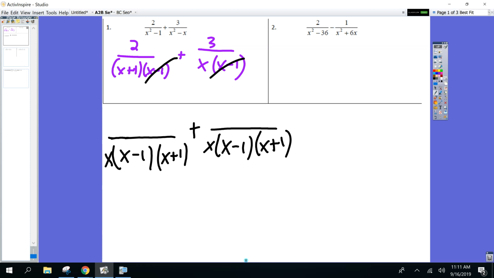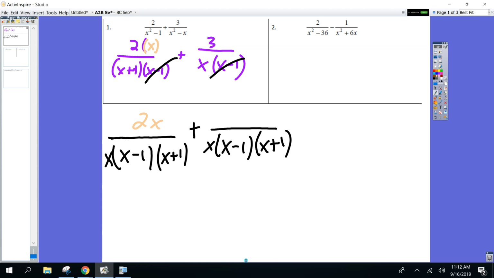Play the what's-missing game. Look at this denominator and my common denominator. What is the only thing that's missing from it? Everyone agree it's the x, right? It's got an x minus 1. It's got an x plus 1. The only thing that's missing is x. That's what I multiply the top by, is by x. So what's going to go in the top here? 2x.